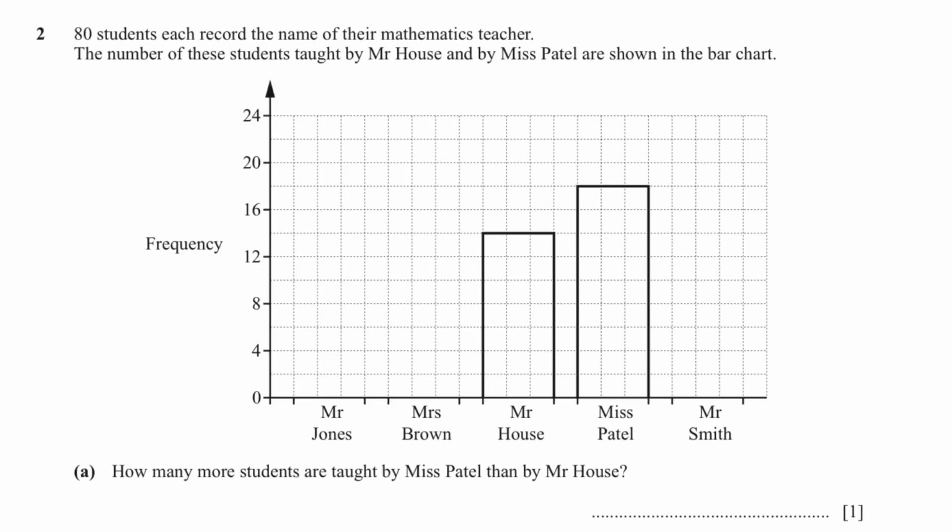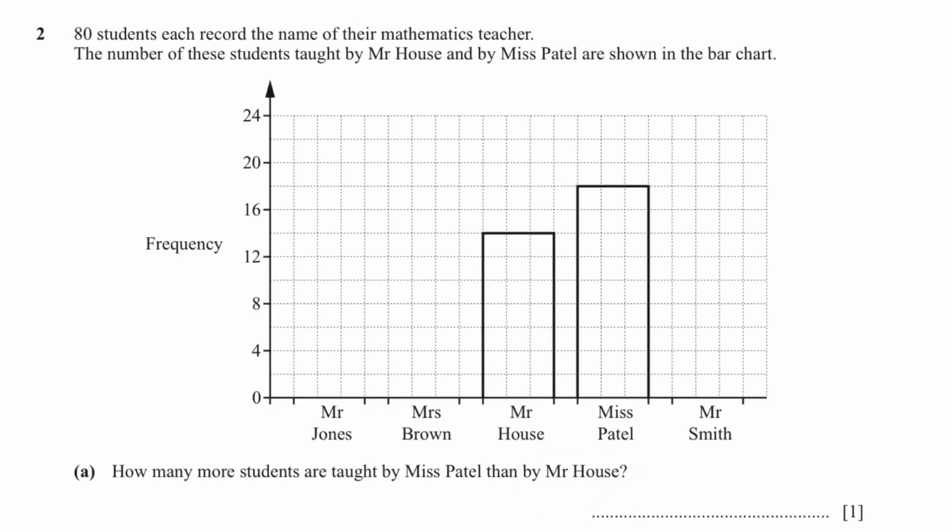The next question. 80 students each record the name of their mathematics teacher. The number of these students taught by Mr. House and by Miss Patel are shown in the bar chart. Okay, so this is Mr. House and this is Miss Patel. A. How many more students are taught by Miss Patel than by Mr. House?